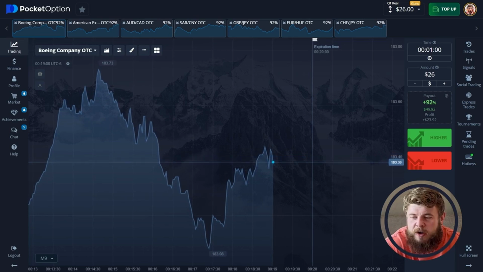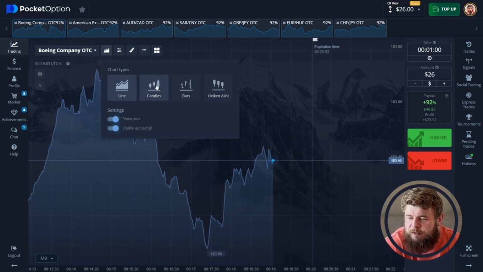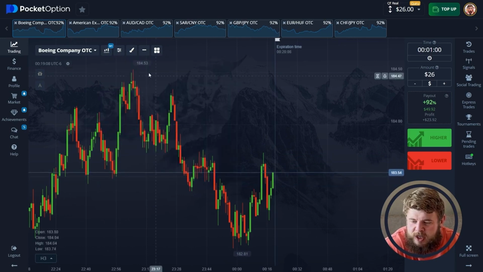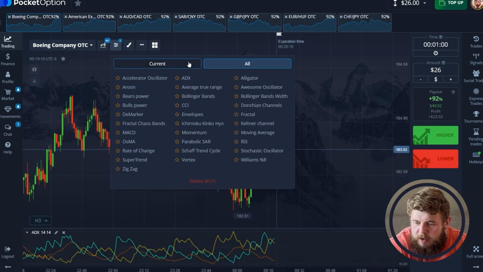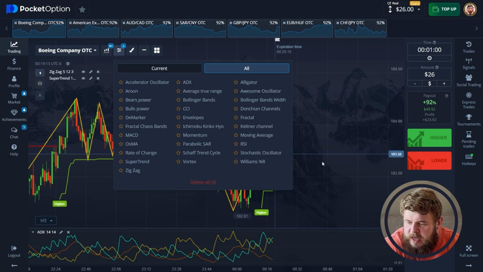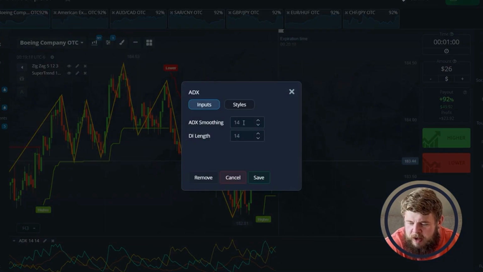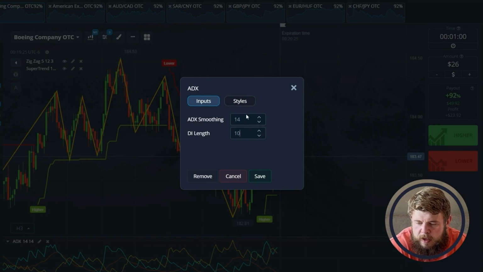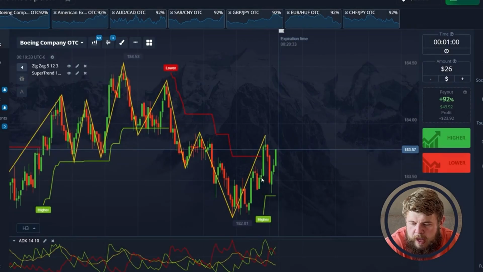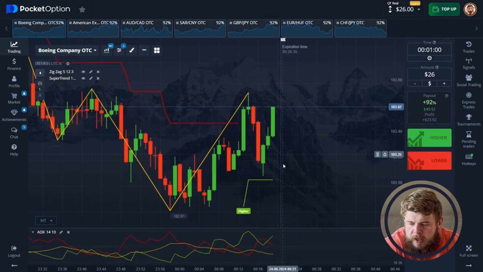Trading platform ever called Pocket Option. So first of all, let's set the chart. Let's set the candles. Let's choose them. Just several seconds, please. Okay, and let's add indicators. This will be ADX oscillator, zigzag, and super trend. So this is enough for us for today. Let's set ADX first. Okay, let's do this like this. Styles. Okay, let it be yellow, green, and red. Okay, save. Now we're ready to start.